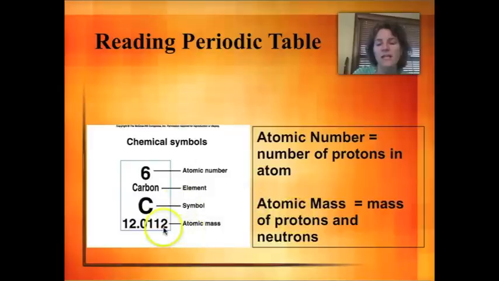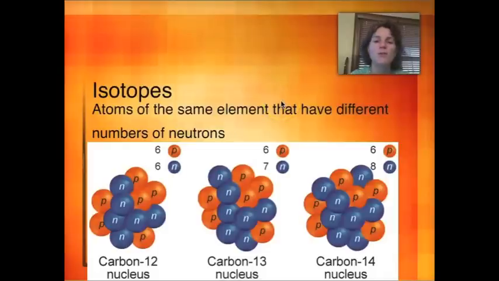The number underneath the symbol is the atomic mass, and that is the mass of the actual nucleus. If you remember, the nucleus is composed of the protons and the neutrons. Therefore, if we want to know the number of neutrons in an atom of carbon, we would have to subtract the atomic mass, 12.0112, minus 6, and we would get specifically 6.0112 neutrons.